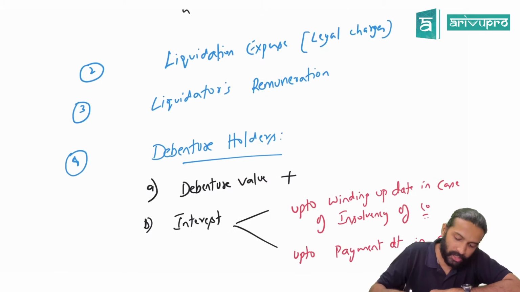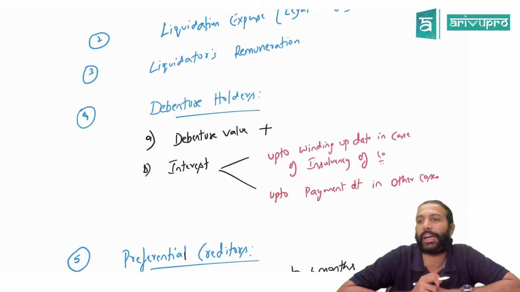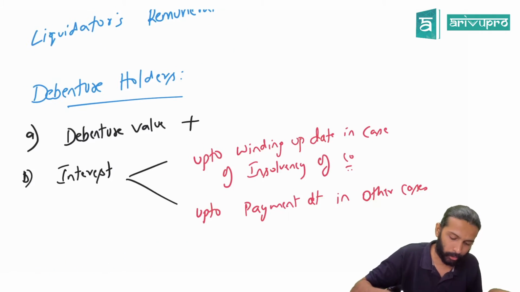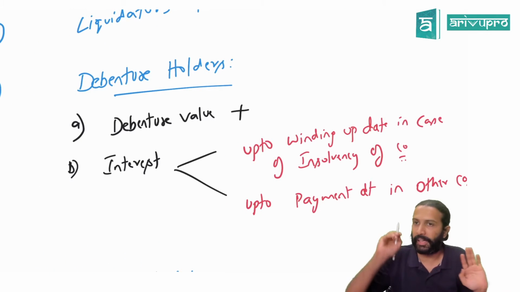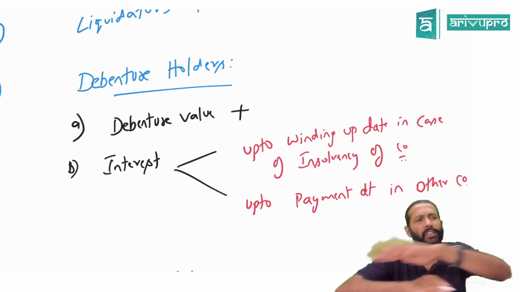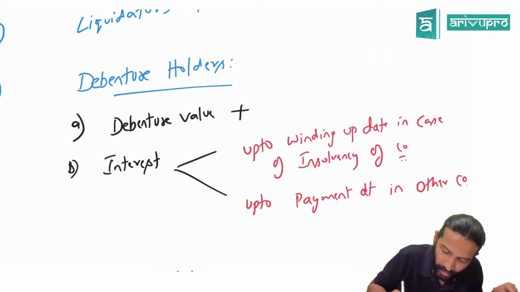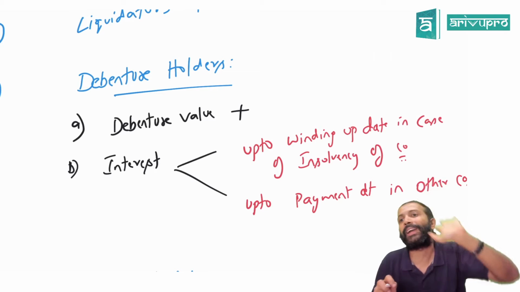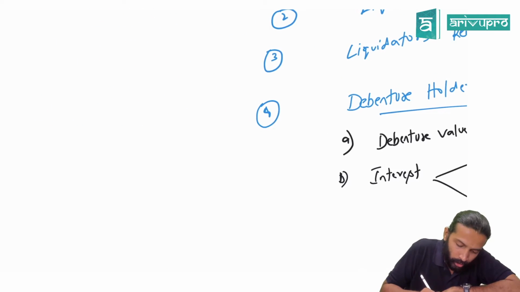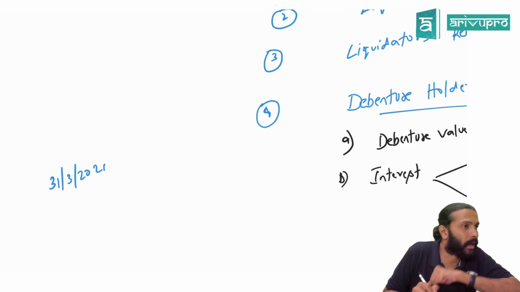Then you will pay debenture holders. Debenture holders will get debentures as well as interest. Interest you need to remember is, in case the company is wound up, a company is insolvent, company became bankrupt, that's the reason they're winding up, then interest you need to pay as per Companies Act up to the winding up date. Let's say the winding up date is 31st March 2021.